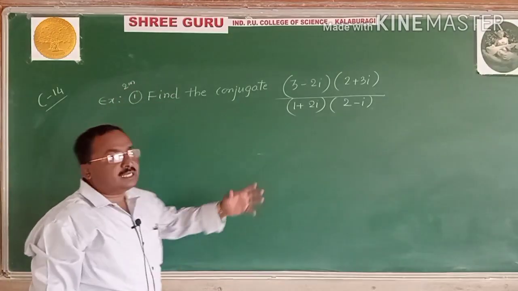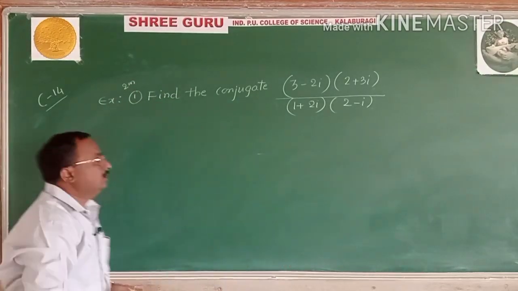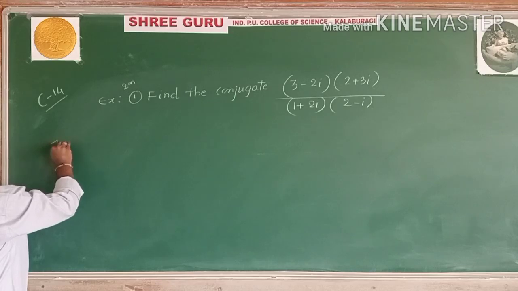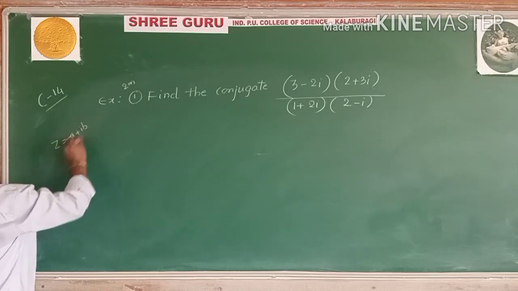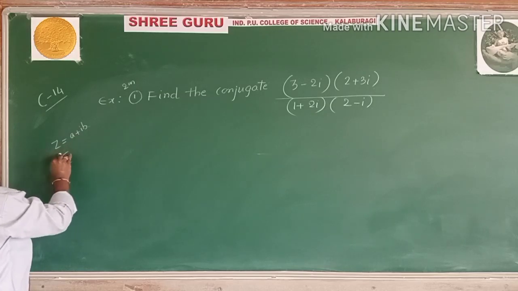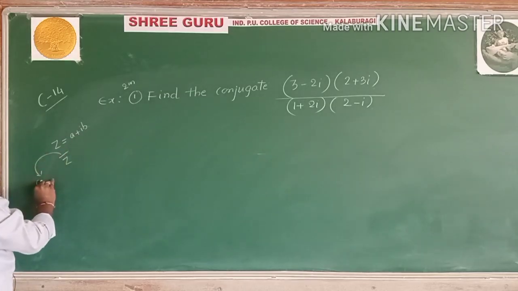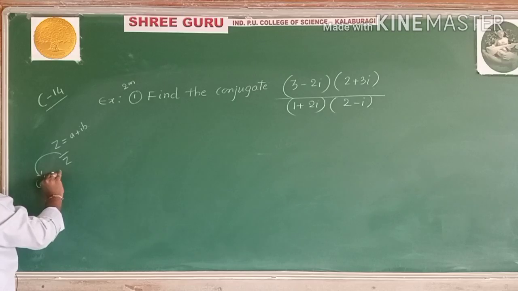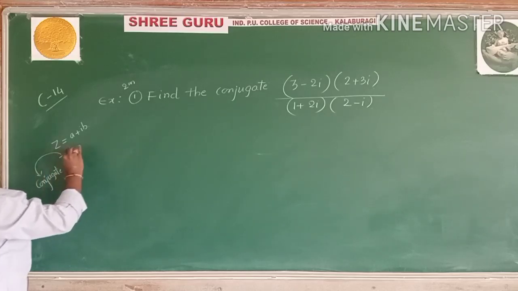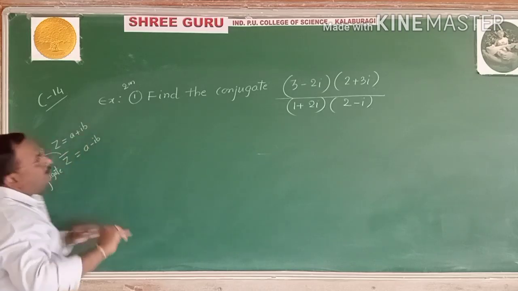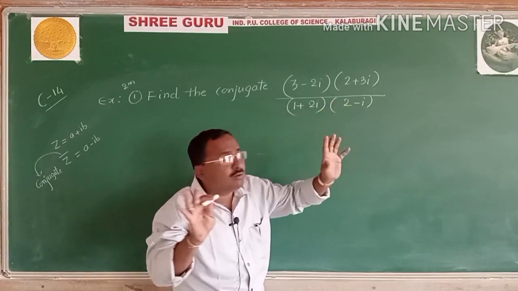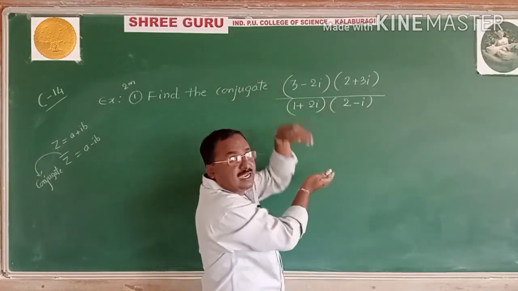Find the conjugate. We know that z is equal to a plus ib, a complex number. The conjugate, meaning bar, is the symbol for conjugate. A plus ib becomes a minus ib. Is this in a plus ib form? No, this is the product and division of complex numbers.